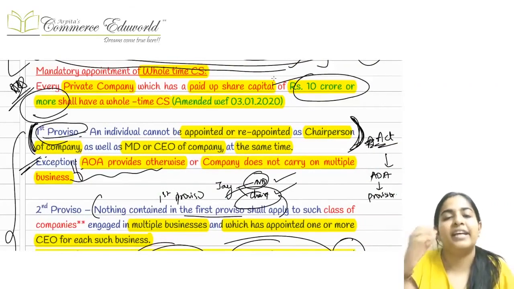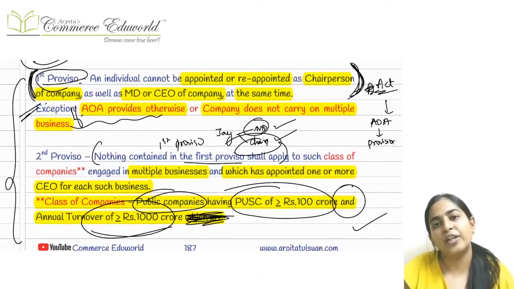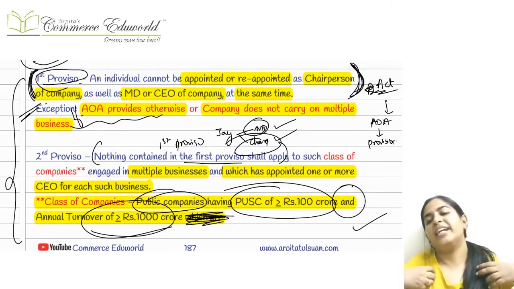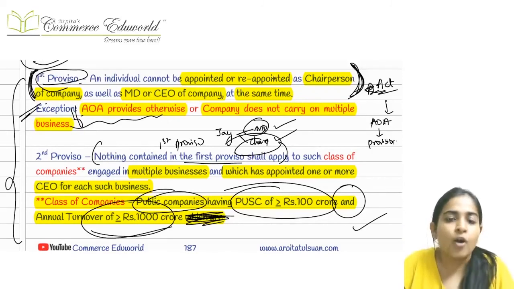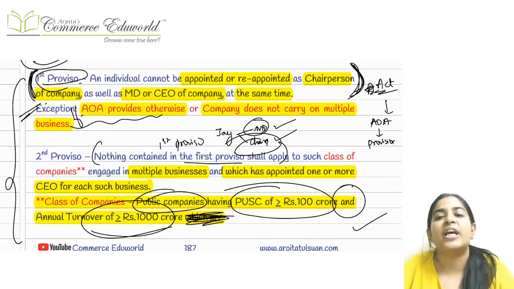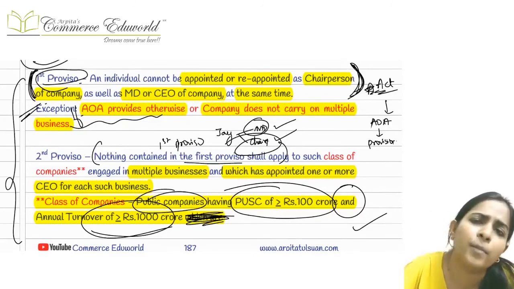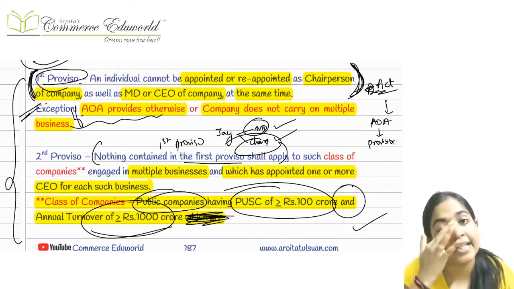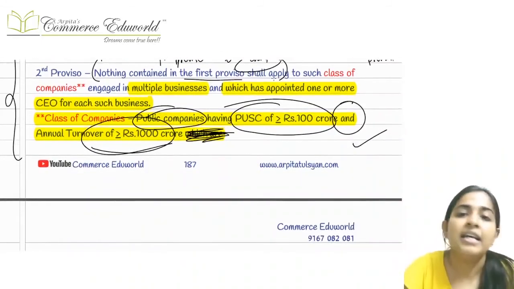Now, just try to understand these small pointers. In a particular company, the same person cannot be appointed as MD as well as chairperson, because otherwise too many roles, too many responsibilities come on the same person. MD and chairperson cannot be the same person, except if the AOA says okay, no problem, or if the company is into a single line of operation, then the responsibilities and roles would be less. So in that case, it would be allowed. Otherwise, MD and chairperson cannot be the same person.